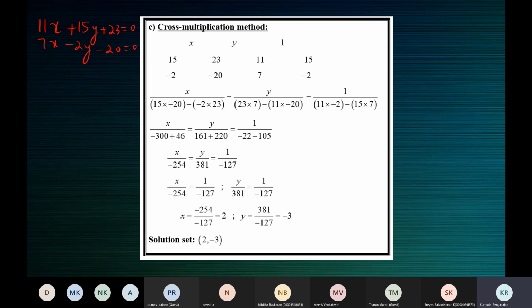So here, in the cross multiplication method, again here we have two ways of working. See the headings here, x, y, 1. Now, I'll explain only this method today. I'll tell you about the next method, meaning the alternate under the same method in the next class.